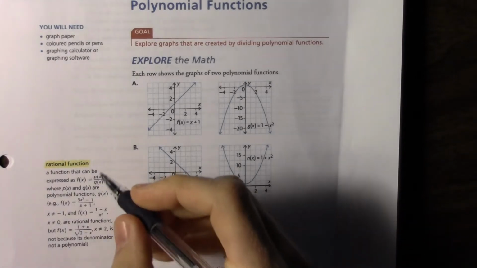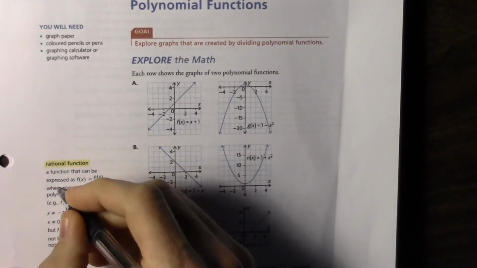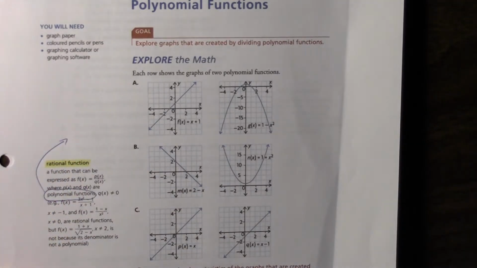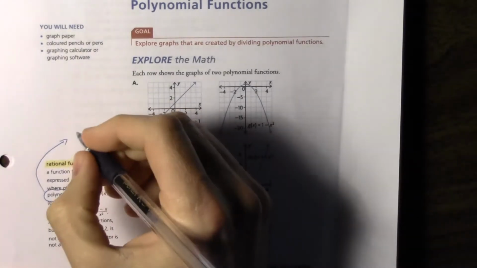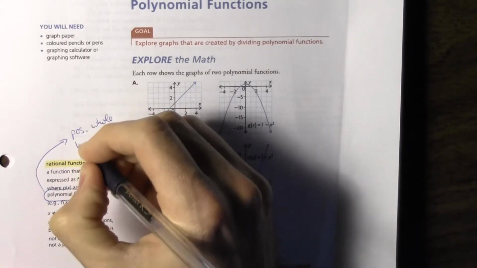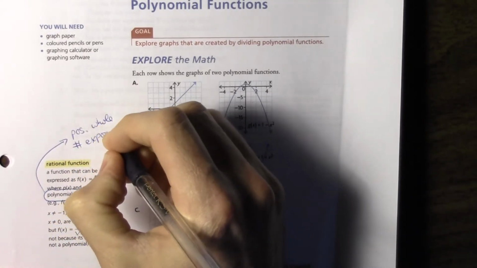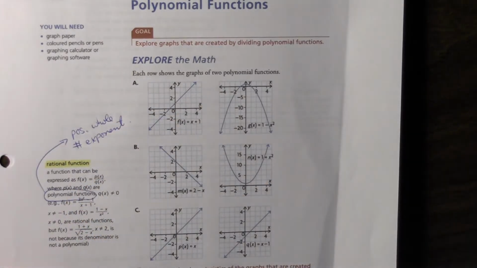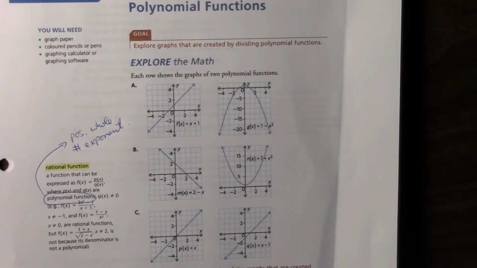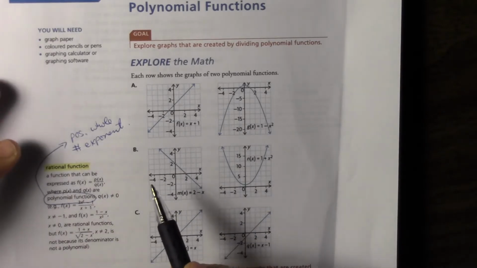Just as a review, what is a polynomial function? Who remembers? So p and q have to be polynomial functions. Yeah, Margot? It has to have a positive whole number exponent. Yep. Right, so no square roots anywhere, because those would not be positive whole number exponents. Those would be fraction exponents.